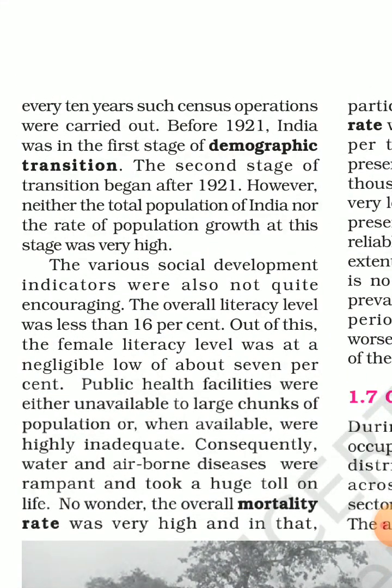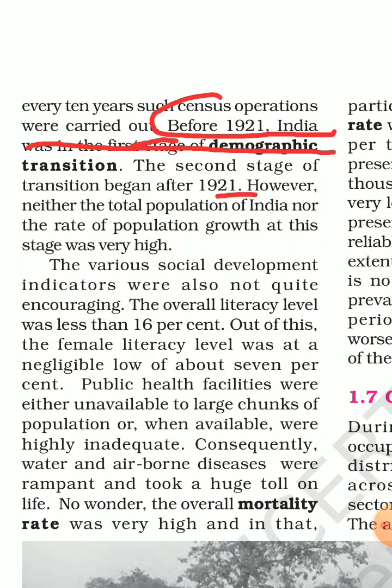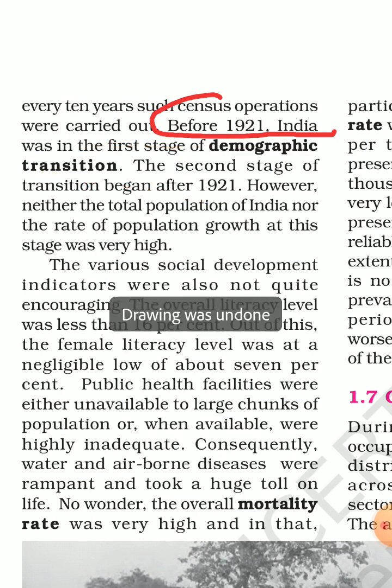Now what was the demographic condition? Before 1921, India was in the first stage of demographic transition. The second stage began after 1921. However, neither the total population of India nor the rate of population growth at this stage was very high.